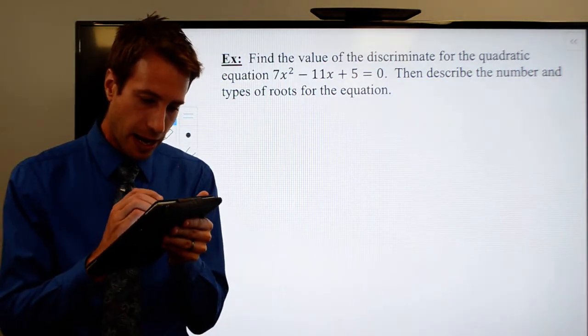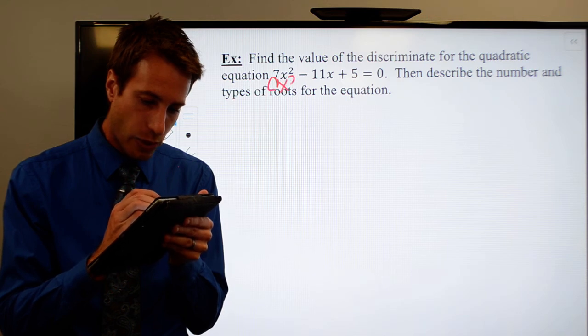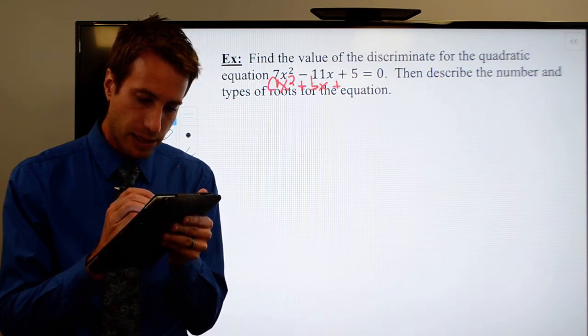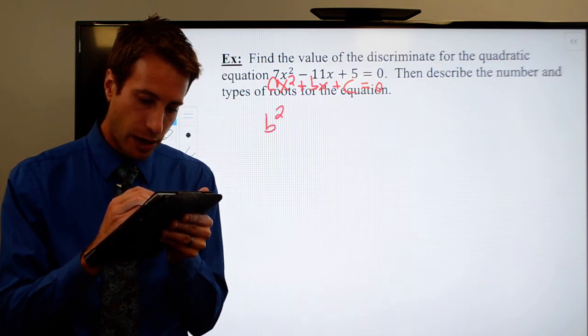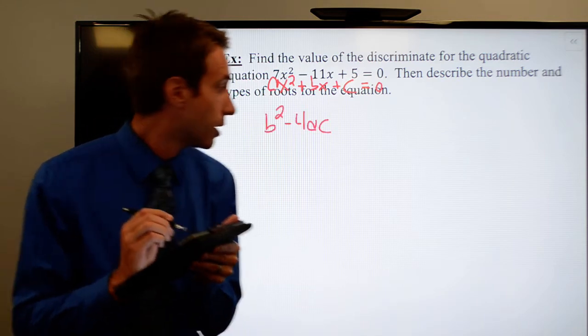Okay, well, I got ax squared plus bx plus c is equal to 0, and my discriminant is b squared minus 4ac.